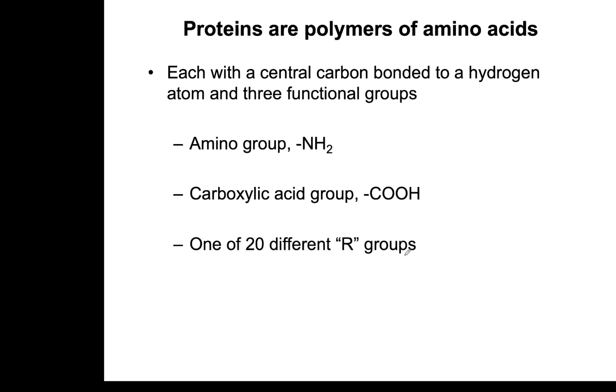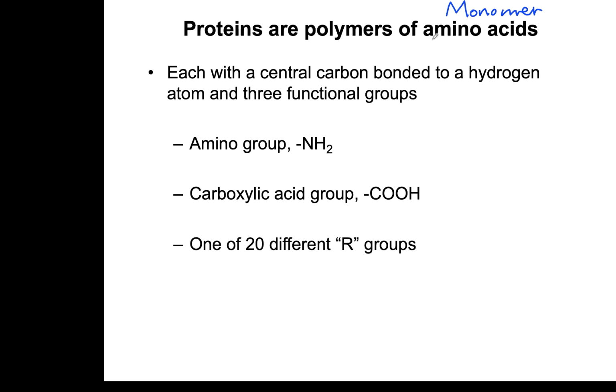Let's look at the structure. Proteins are polymers of amino acids. Now we go back to monomer and polymer. Lipid cannot be arranged into monomer or polymer, but the rest three macromolecules, such as carbohydrate, protein, and nucleic acid, we can arrange in monomer and polymer. In other words, monomers such as amino acids link together to form a polymer named protein.